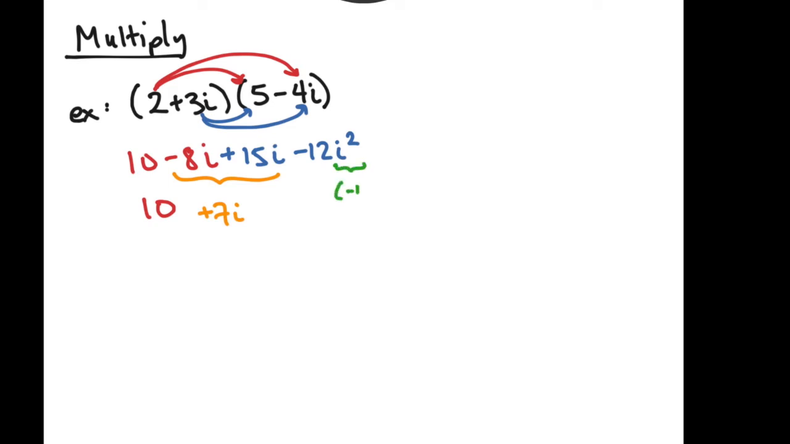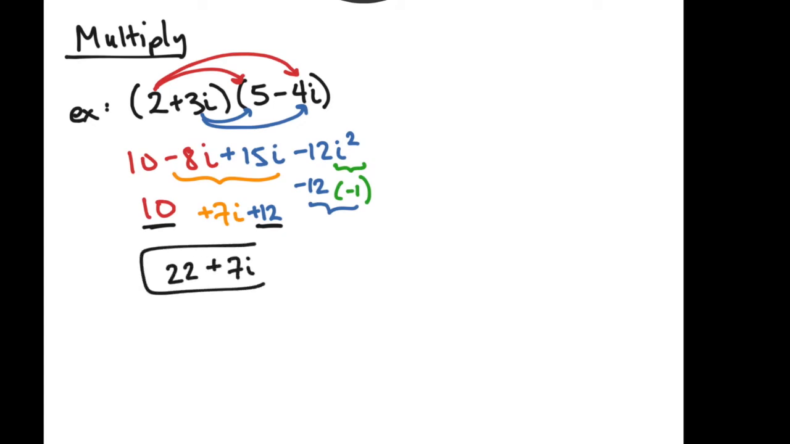Remember, i squared is negative 1. So we're going to multiply that by negative 12. And negative 12 times negative 1 is going to be positive 12. Now we combine like terms. That would be 22 plus 7i. And that will be our answer because we cannot combine like terms anymore.